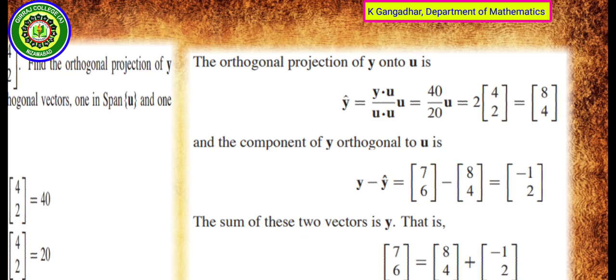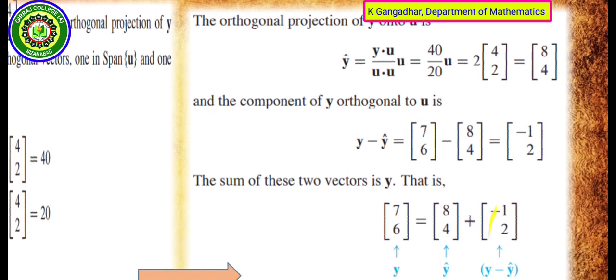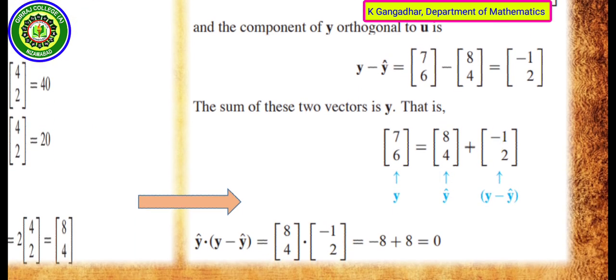Now the sum of these two vectors is y. So y equals y cap plus z. Now we show that the orthogonal projection y cap and the z value are orthogonal. So y cap dot z equals (8, 4) dot (-1, 2), and the value we get is 0.